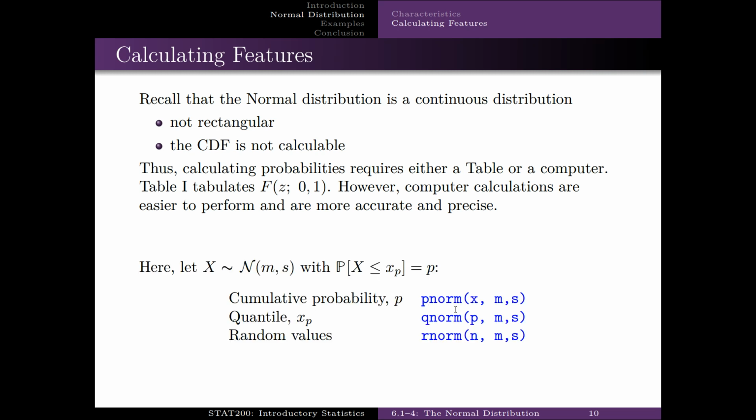The stem is norm. You have to specify the mean, M, and the standard deviation, S. P for the cumulative probability, Q for the quantile, R for generating random values. The PQR is the same as it has been with all the other probability distributions. Stem is norm, and you have to specify M and S.